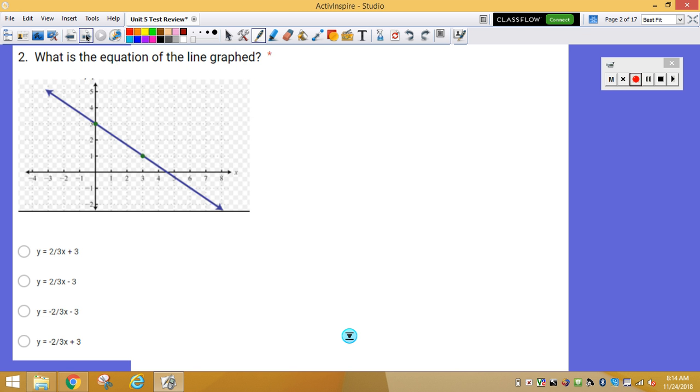Right, number 2, it looks like this. It's a line and I say, what's the equation? So let me get you started. The easiest way, I think, is to look at your y-intercept first. Remember, this is your y-axis. Where does it cross your y-axis? It crosses at 3. That means it has to end in a +3, okay? Which means it can't be B because B ends in a -3. And it can't be C because C ends in a -3. Okay? From here, remember to figure out your slope, you do rise over run.